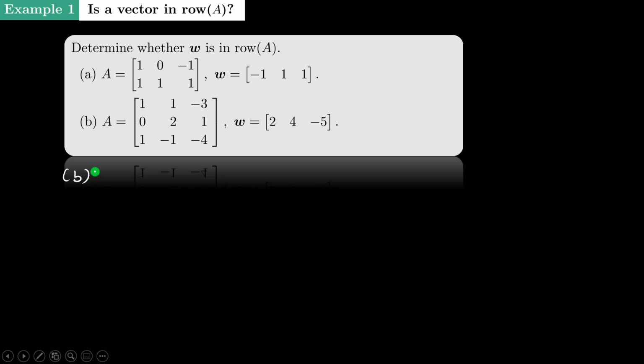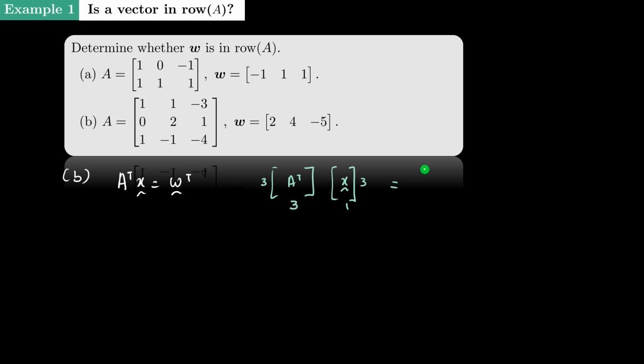For part B, the solution procedure is basically the same. So we consider the linear system A transpose X equal to W transpose, where our A transpose is a 3 by 3 matrix, our X is a 3 by 1 vector, and our W transpose is also a 3 by 1 vector.